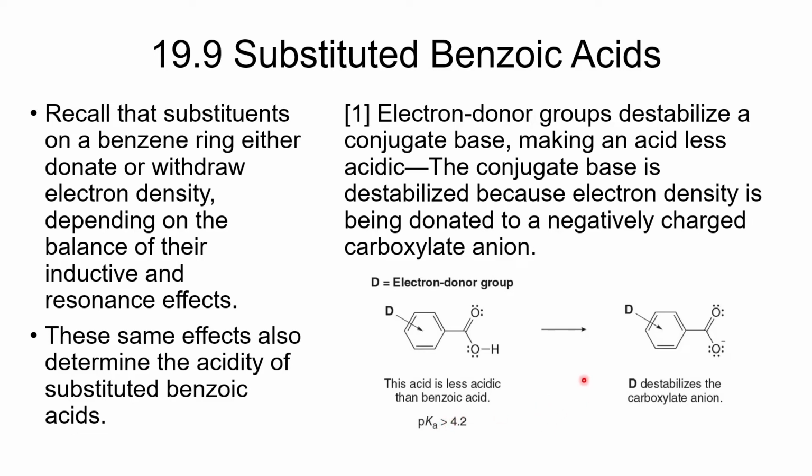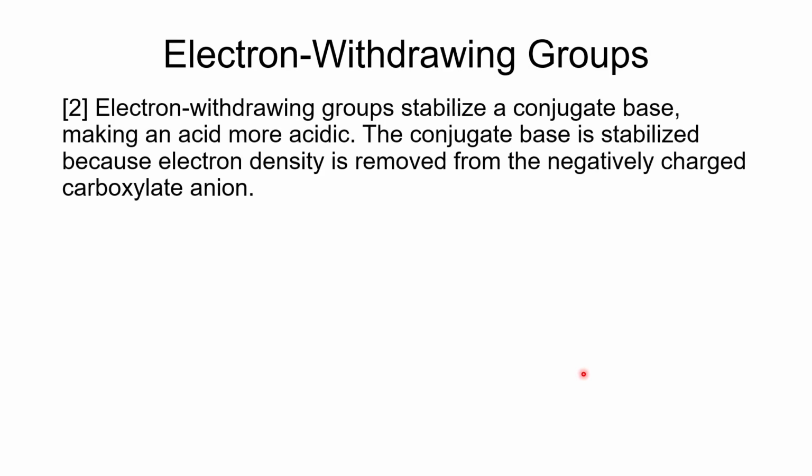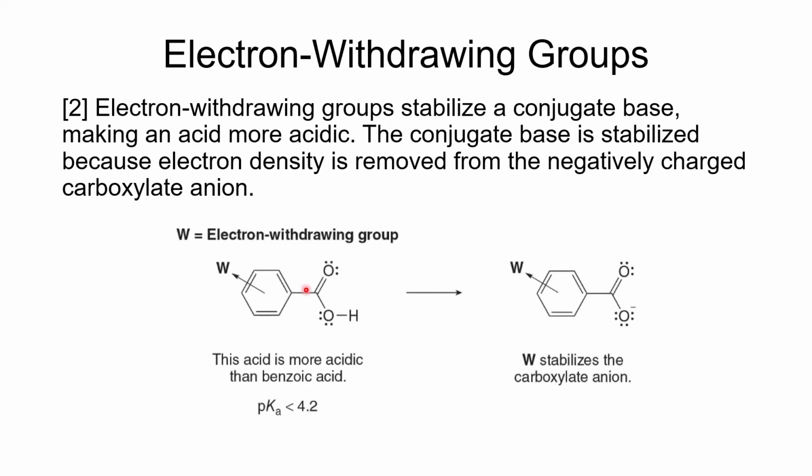When we do an electron withdrawing group, we're going to get the opposite effect. So with an electron withdrawing group, that electron withdrawing group is going to pull electron density away from the ring. That's going to make it more positive, and that will help to stabilize the conjugate base, our carboxylate, because the conjugate base has a negative charge on it. So we can stabilize this by pulling electron density away.